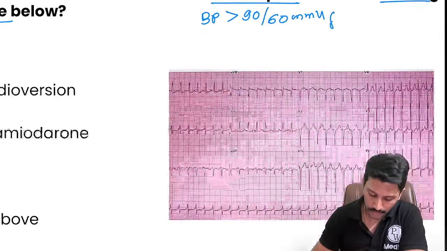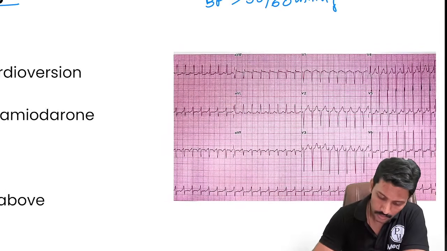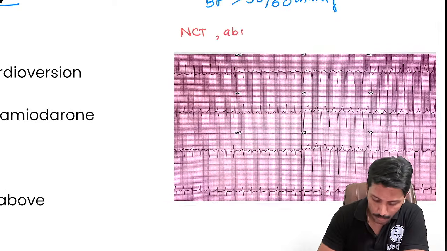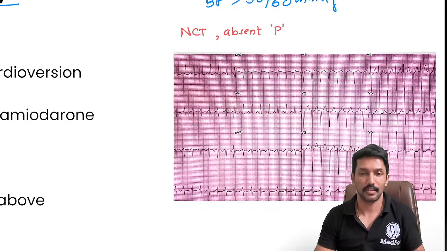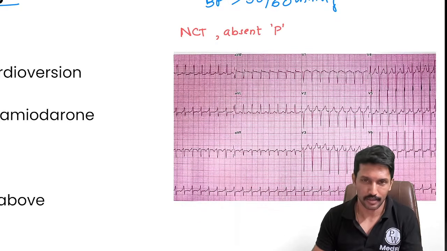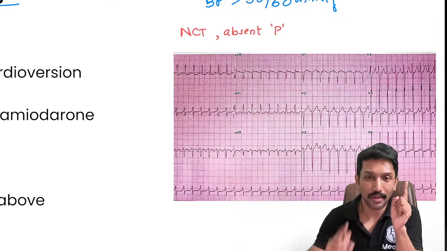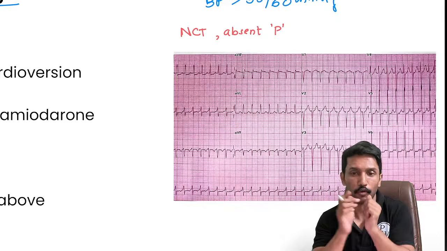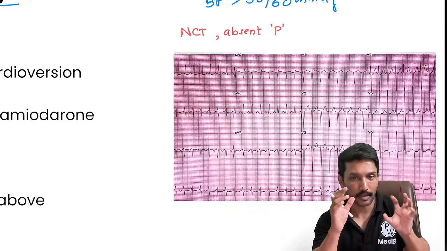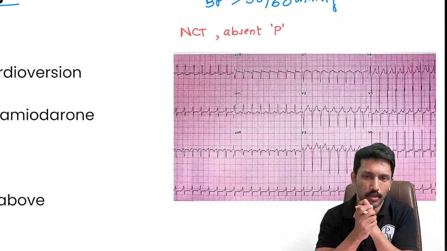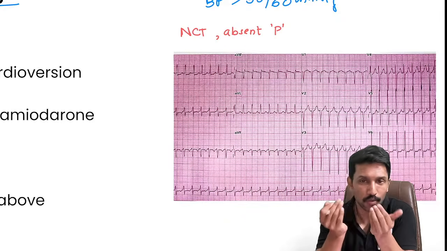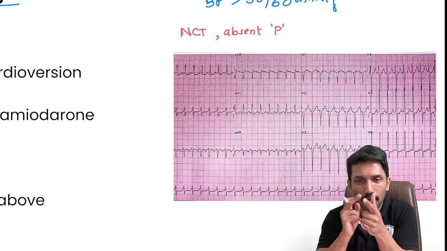So in this image, we are dealing with a narrow complex tachyarrhythmia with absent P wave. And if the P is absent, it is not sinus tachycardia, it is not atrial tachycardia. In sinus tachycardia and atrial tachycardia, P will be present. In sinus tachycardia, P and QRS will be equal in number. Each P will be followed by a QRS. In atrial tachycardia, the number of P will be more than the number of QRS. But both of them have P. Here, I don't have P. So either I have PSVT or AFib.